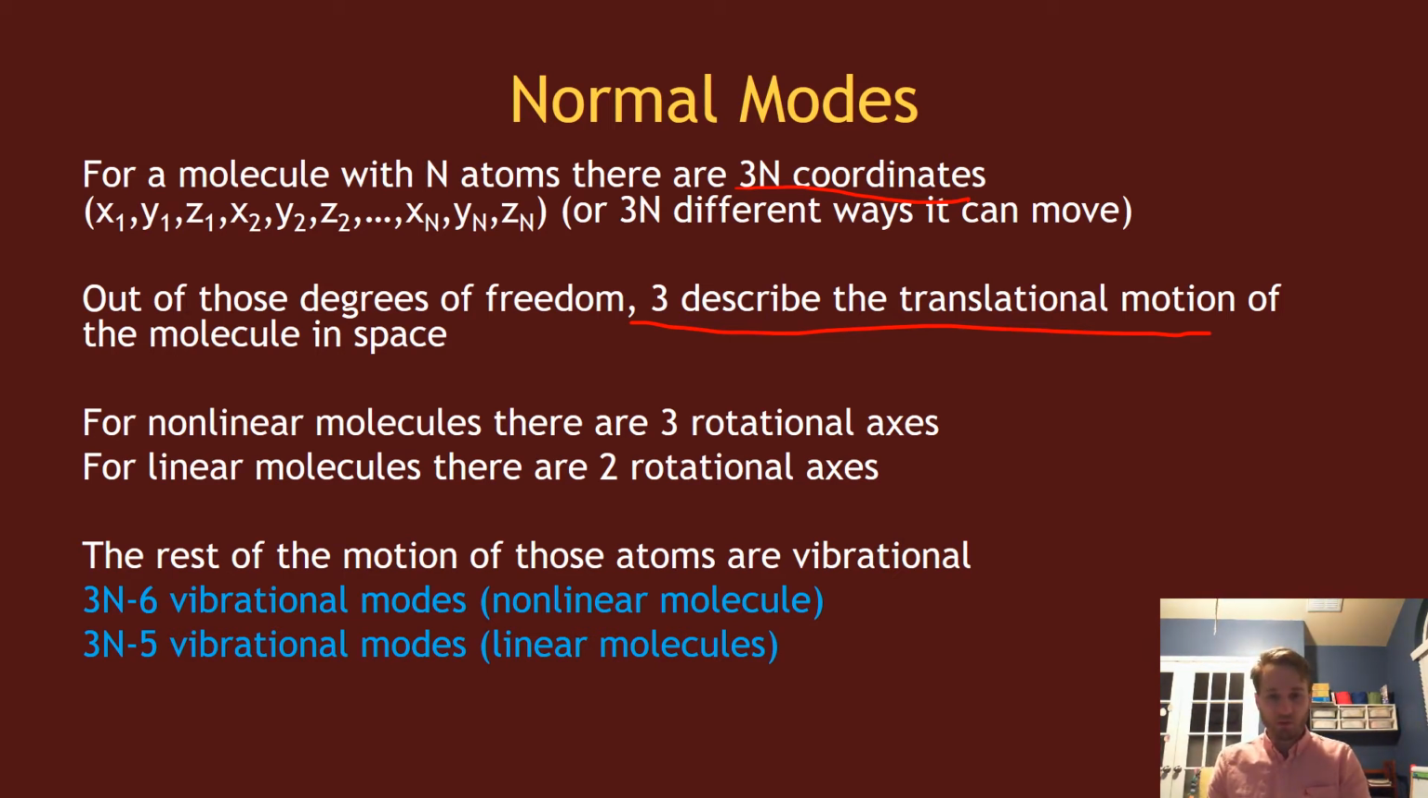And for nonlinear molecules, 3 of those movements have to do with rotations around a certain axis. For a linear molecule, it's just 2, because there's one axis that the molecule doesn't really have any mass to rotate around. So there's not really 3 rotational axes, just 2 for a linear molecule. And so the total number of vibrational modes is 3n minus 6 for nonlinear molecules, or 3n minus 5 for linear molecules. Those are the total number of unique vibrations that a molecule can undergo.